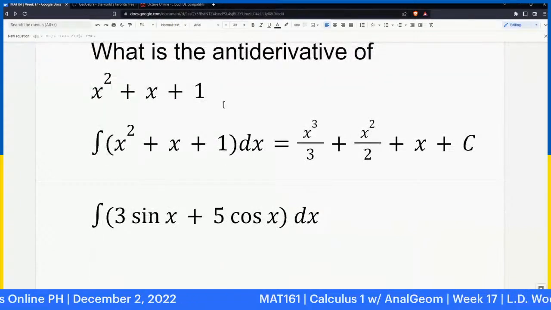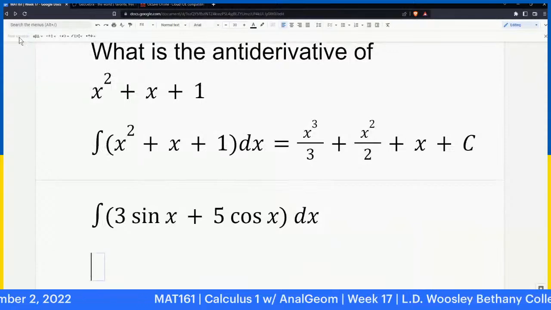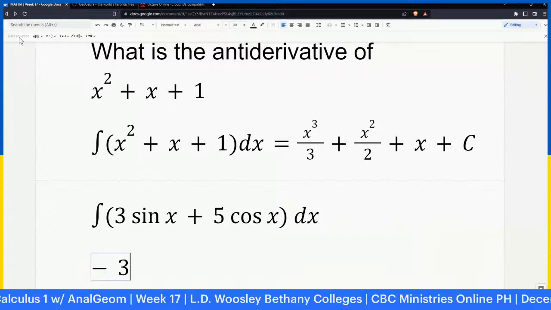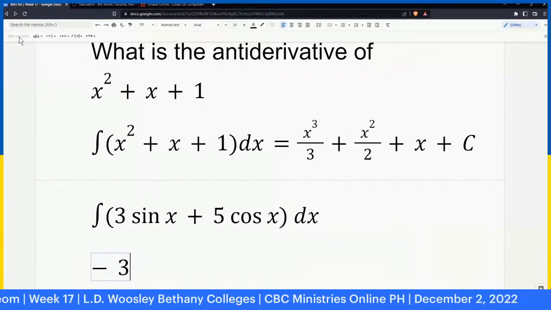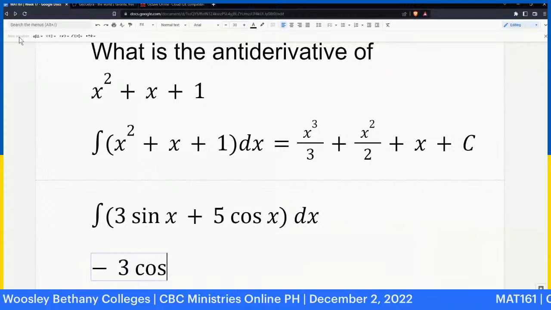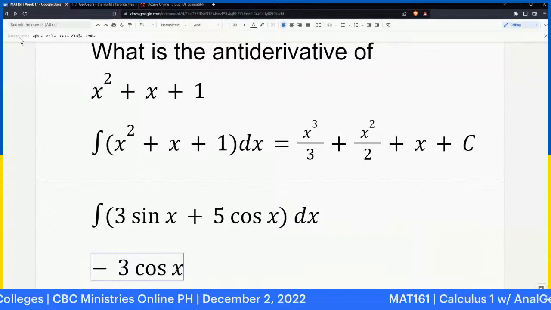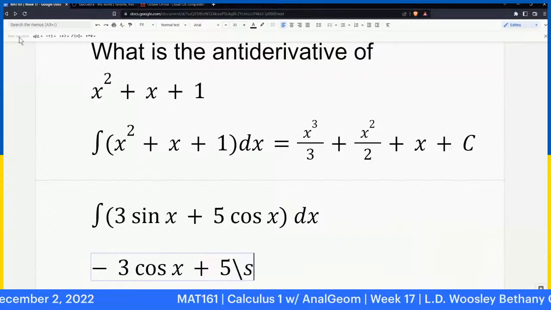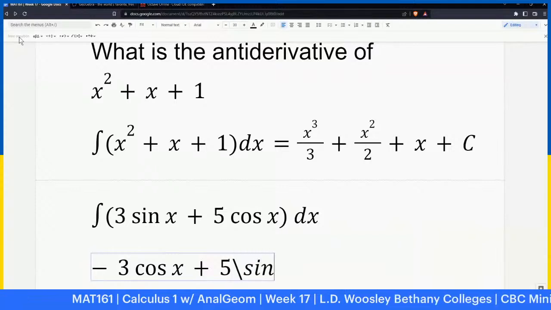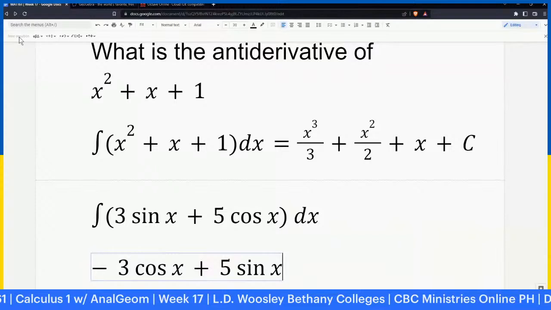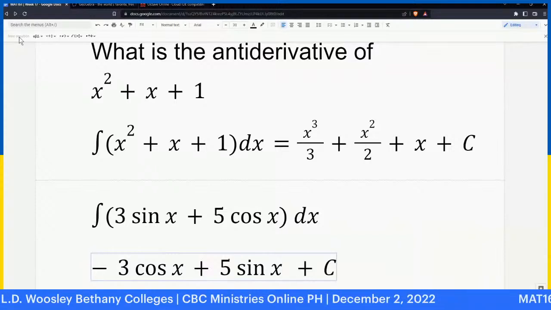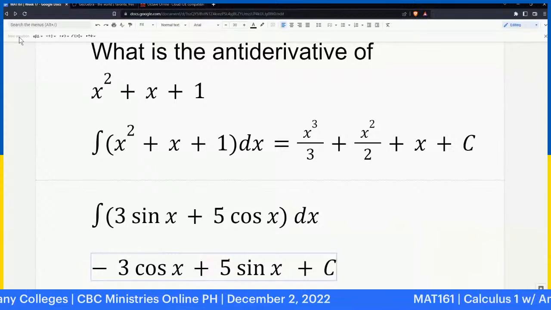So integral of sine is negative cosine, right? Negative 3 cosine x plus 5 sine x. Integral of cosine x is sine x, right? Yan, plus c. Alright?